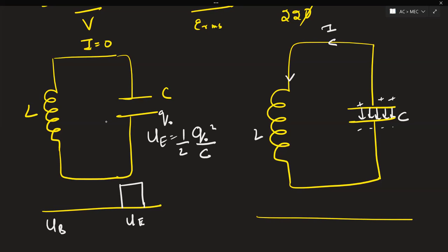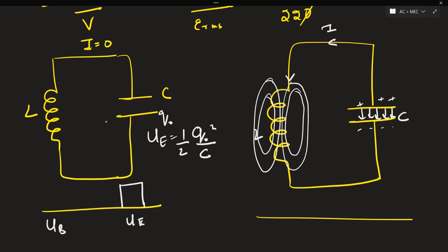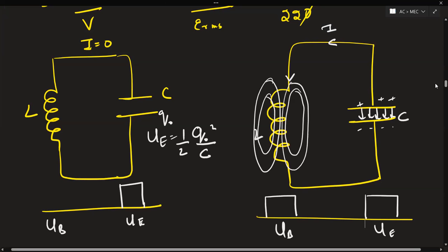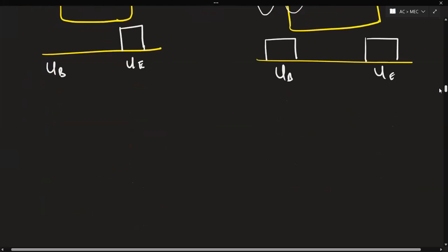Now as the current I increases, it will build up a certain magnetic field around this inductor. Initially, this magnetic field was not present. Now it is producing a certain magnetic field here. So the magnetic field will exist, and the electric field will also exist. Now, let's see further what will happen.